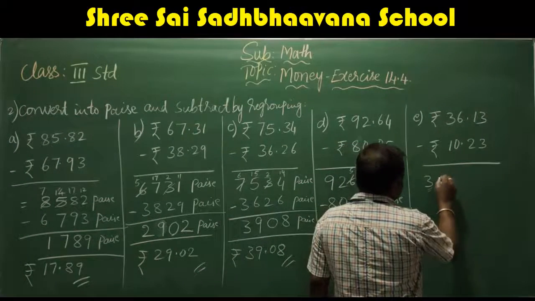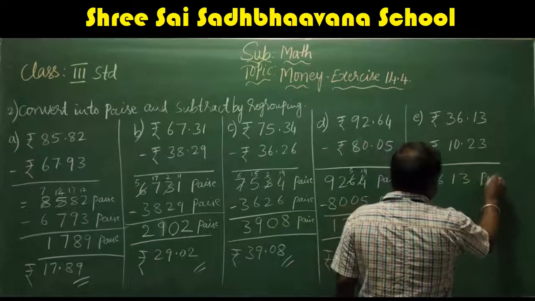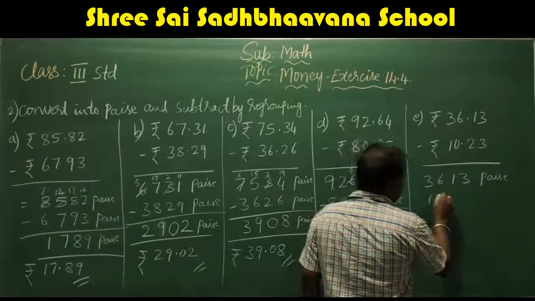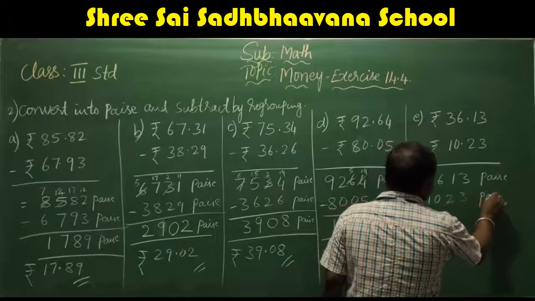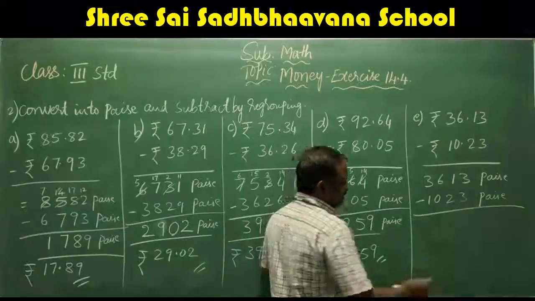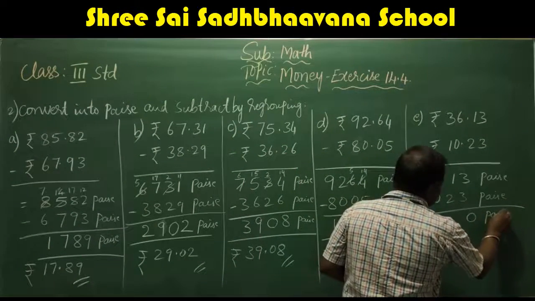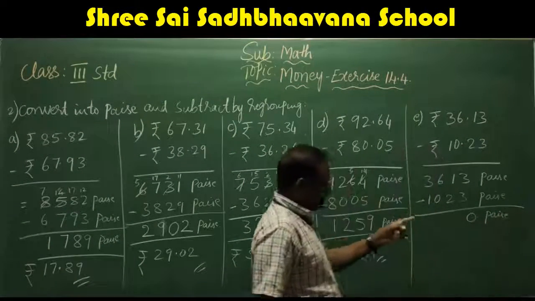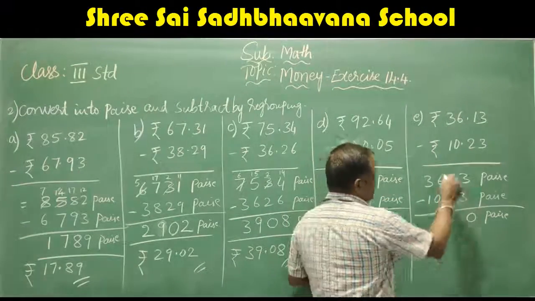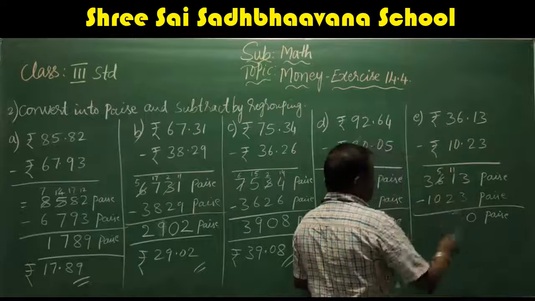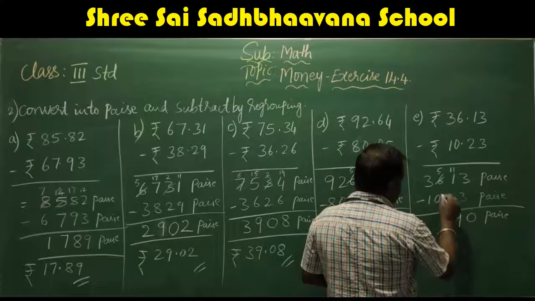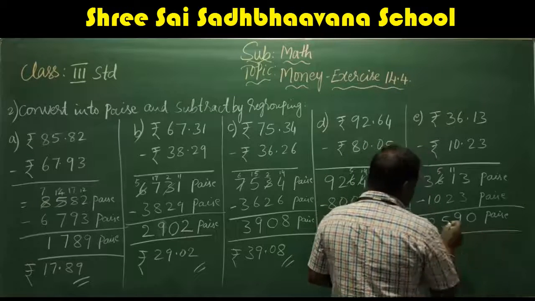Next come to here. This can be written as 3,613 paise, and rupees 10.23 can be written as 1,023 paise. Subtract. 3 minus 3, 0. It is not possible to subtract 2 from 1. Take carry from here. This becomes 11. This becomes 5. 11 minus 2, 9. 5 minus 0, 5. 3 minus 1, 2.